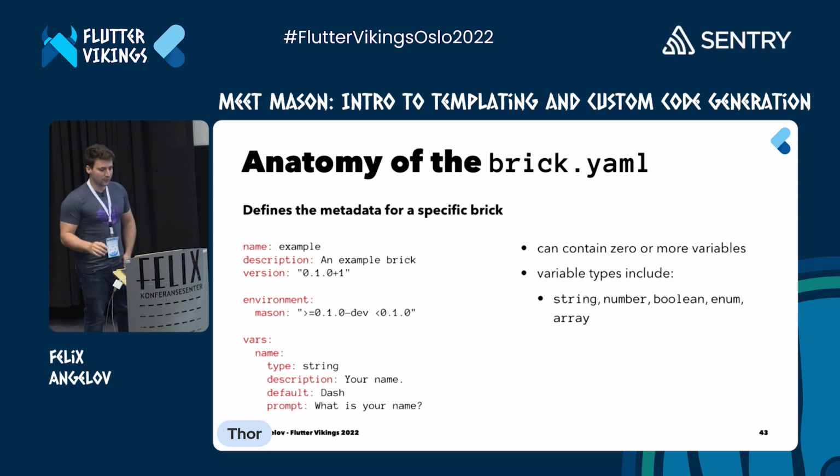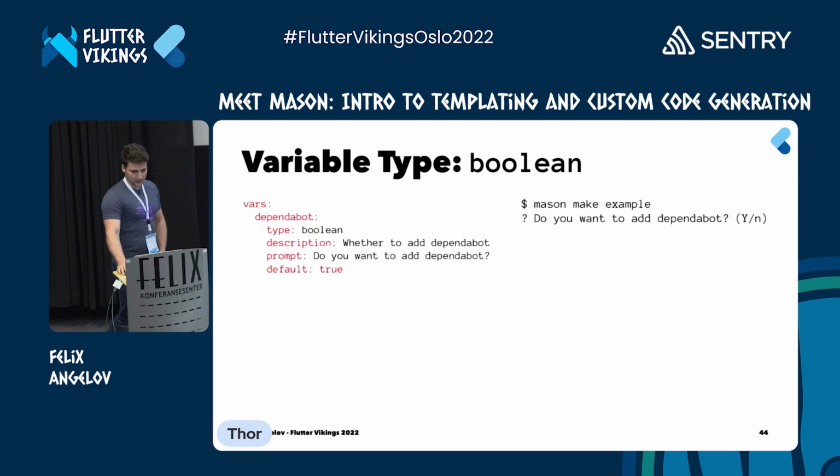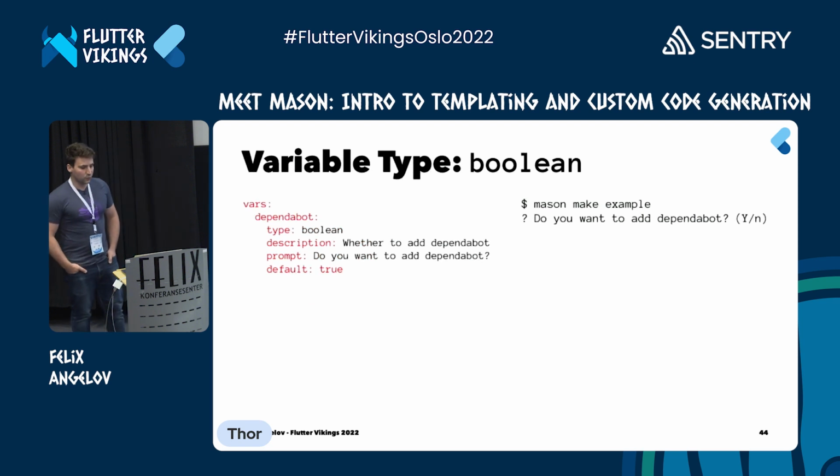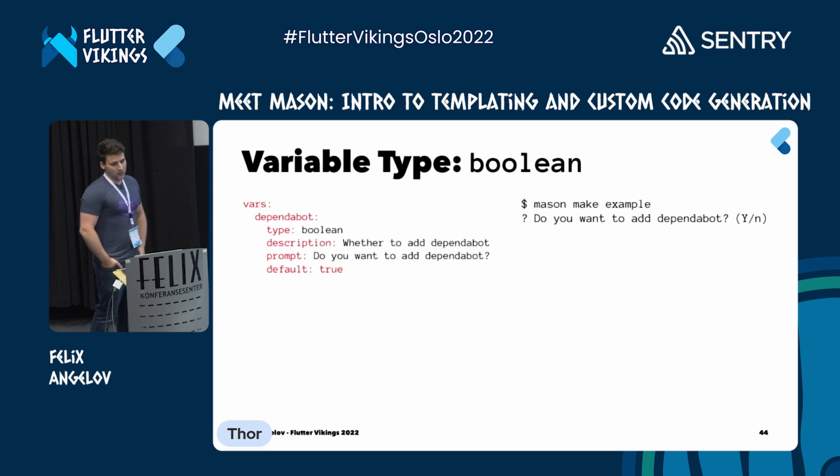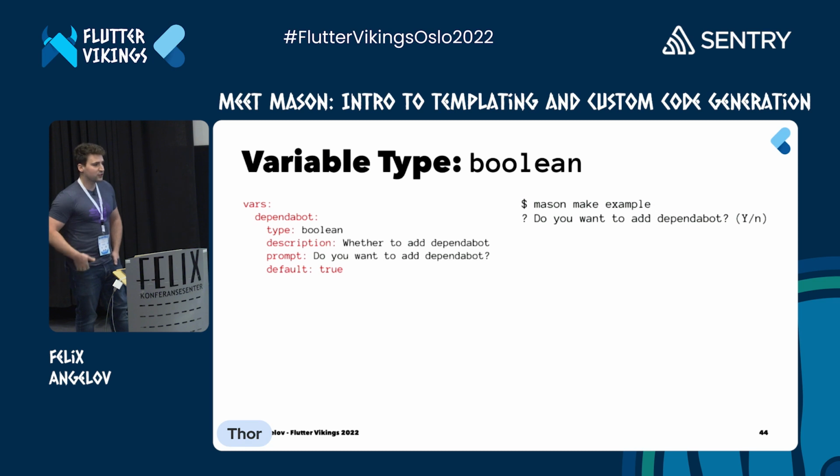String and number are pretty boring. We've kind of seen what those look like. But I want to cover what boolean, array, and enum will look like. So let's say you have a project and you want to give the user the option if they want to add Dependabot to their project. That's just a yes or no question.